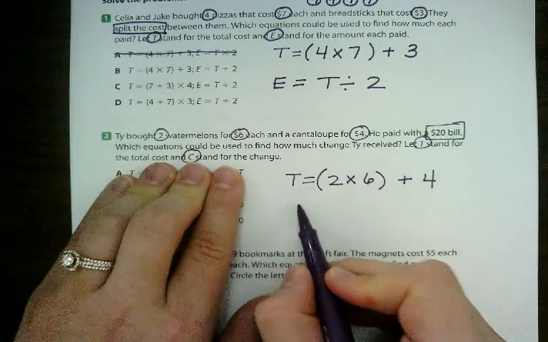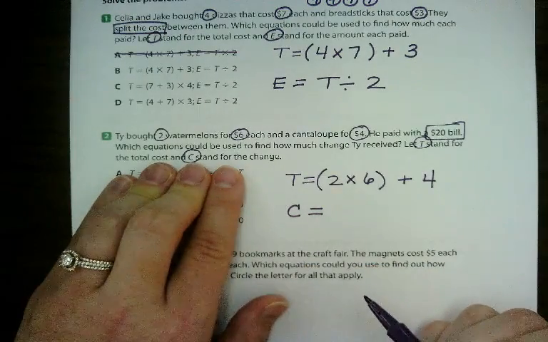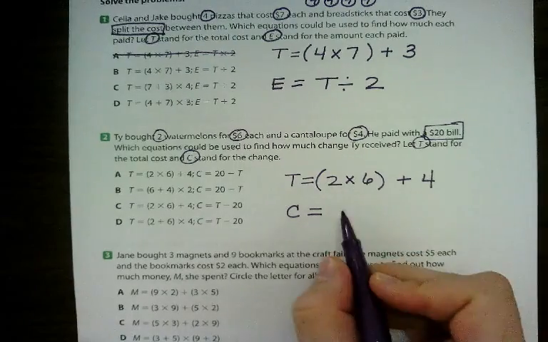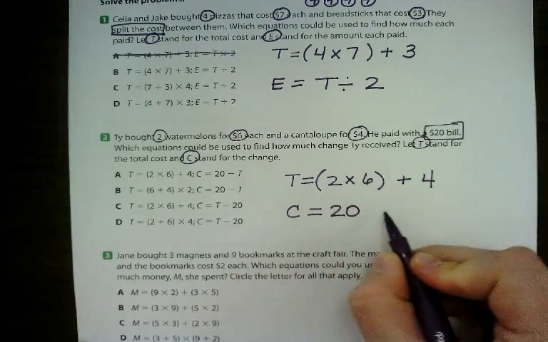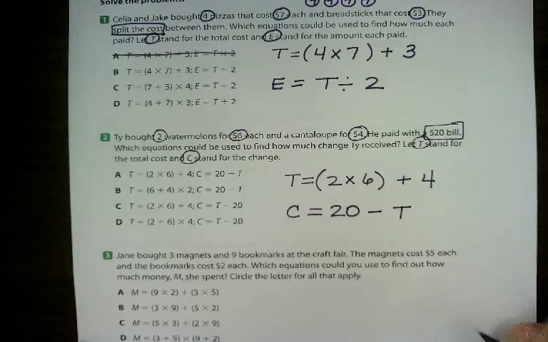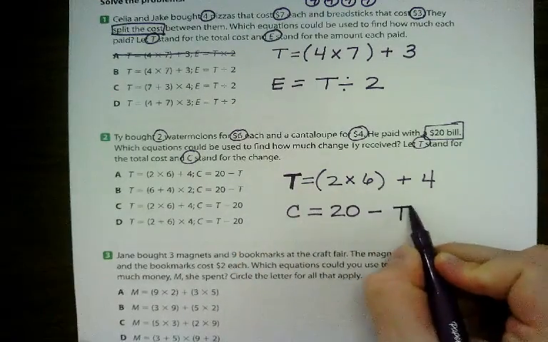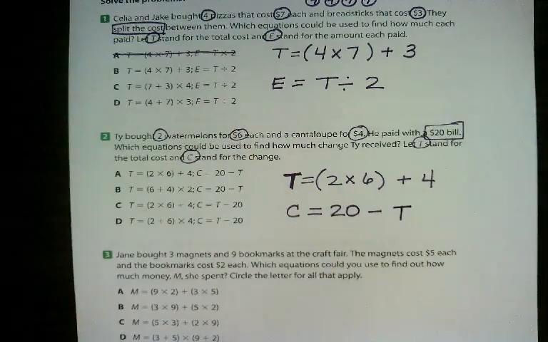Now his change, hey, he took the total amount from his $20 bill. So if he paid with $20, then we're going to take away the amount that he paid. This is the amount that he paid. If this doesn't make sense, please go back to when I start talking about number 2.